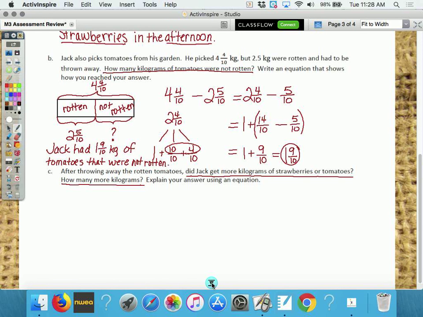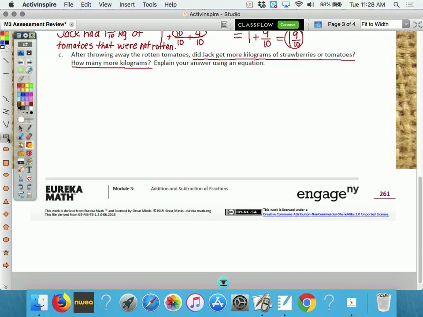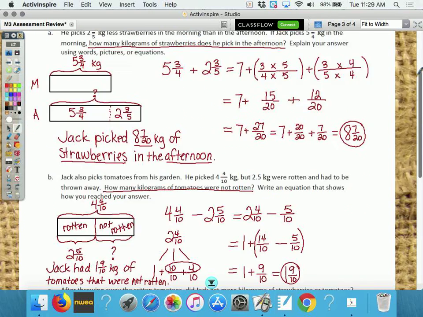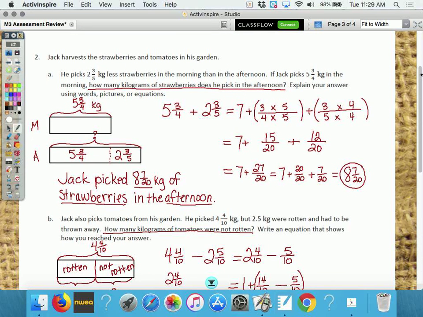Okay, so let's start with, which one did he pick more of, strawberries or tomatoes? Strawberry. Okay, so let's make that tape diagram longer. Is that what I did? Yeah. Okay, so we'll make that one longer. And then make the tomatoes shorter. Okay. So do we have a total for the strawberries? Yes. Sort of.